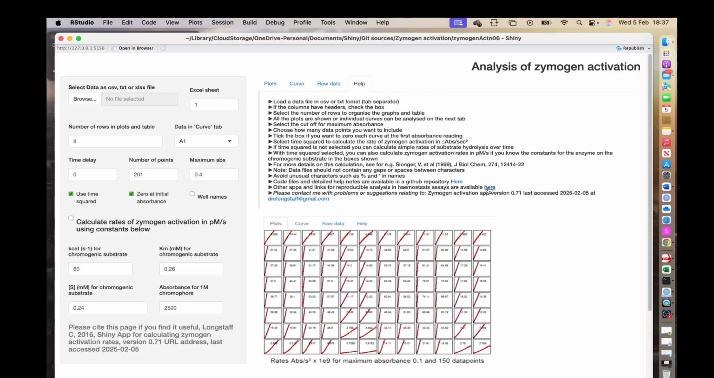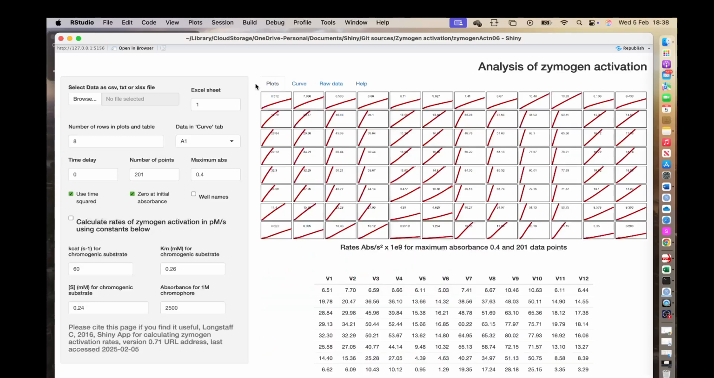When the app launches, a set of data is loaded, and it is useful to explore these data to understand how the app works and what the various settings do. When you are comfortable with the operation of the app, you can load your own data. The main body of the opening page opens with the Plots tab. There is an 8 by 12 figure of 96 plots from a microtiter plate assay. Data points are shown in red and calculated slopes are black lines.